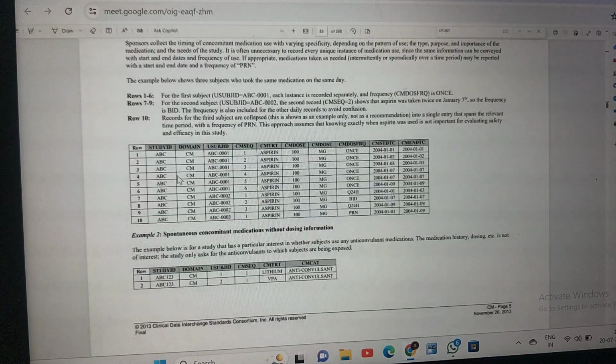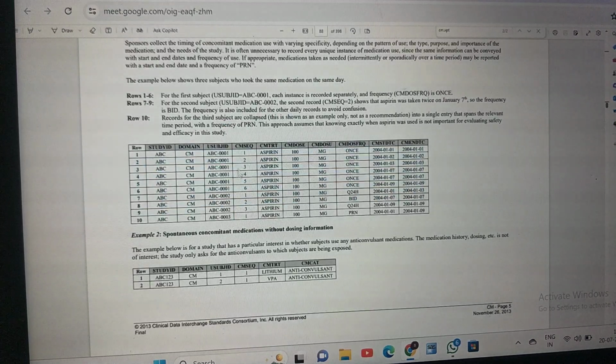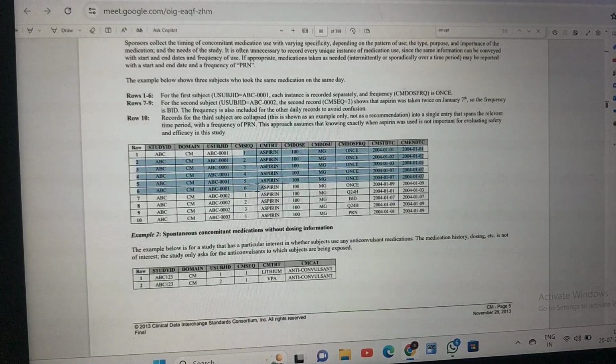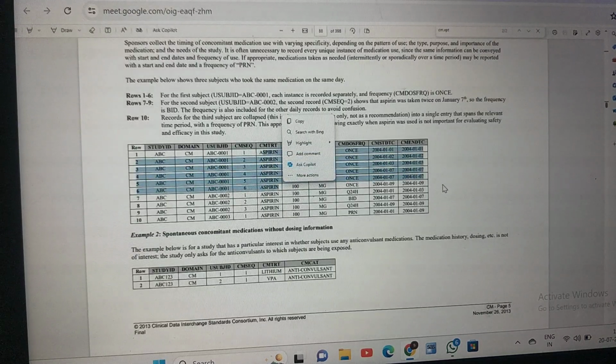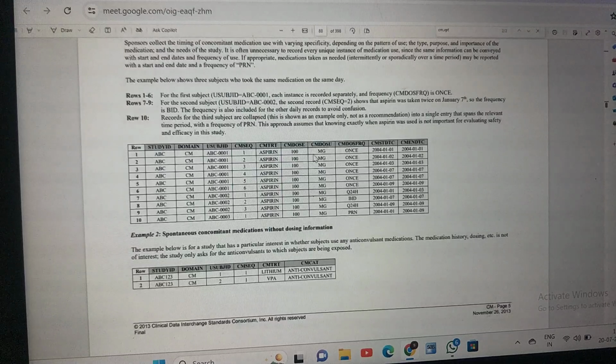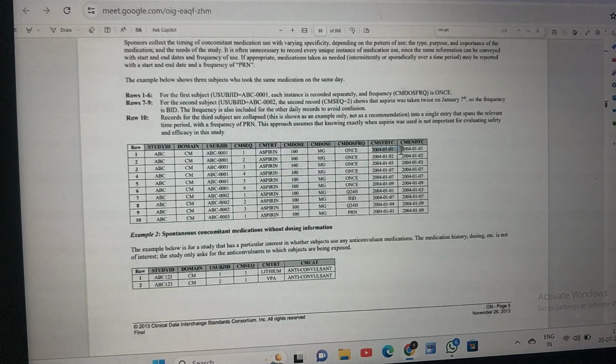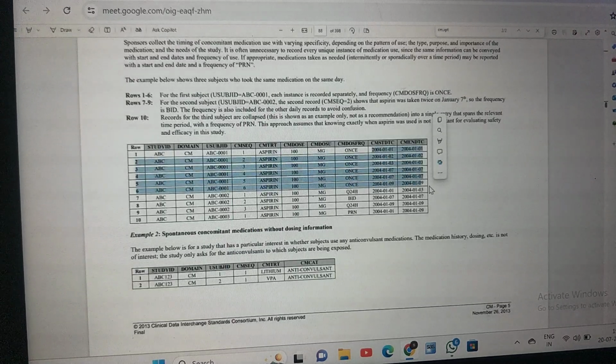Okay, so for example, if you can see here, the CM domain. The domain name is CM, then your subject ID, and then the sequence 1, 2, 3, 4, 5, 6. The first subject has 6 records. Six times he took the aspirin. What is the dose? 100 mg, so the unit is mg. CM dose frequency: he took it daily once. So when it was started and when it was ended.